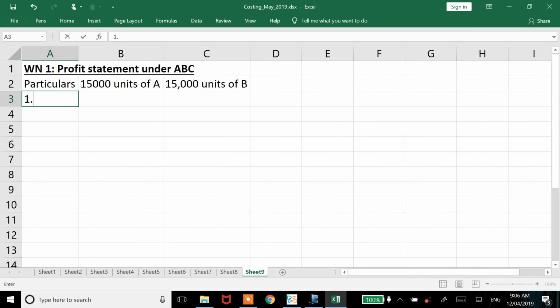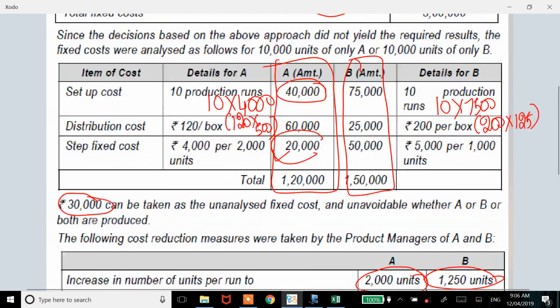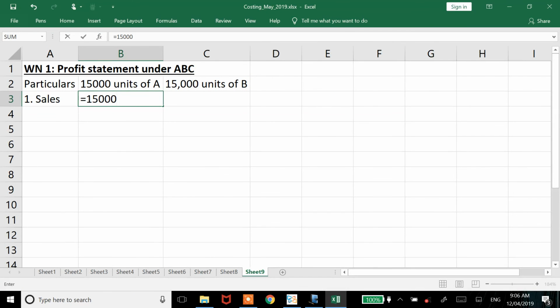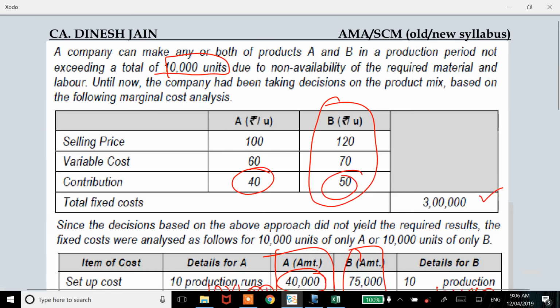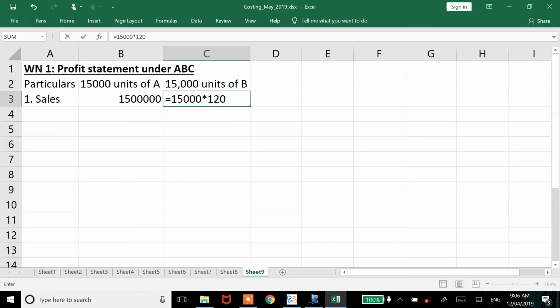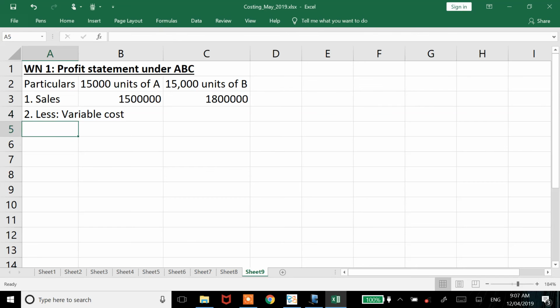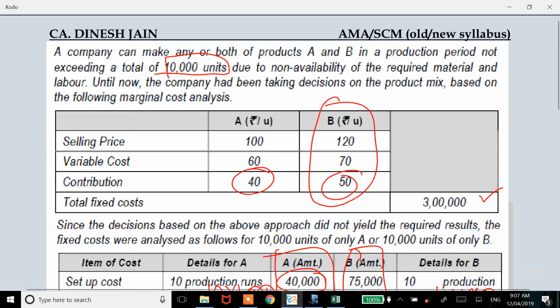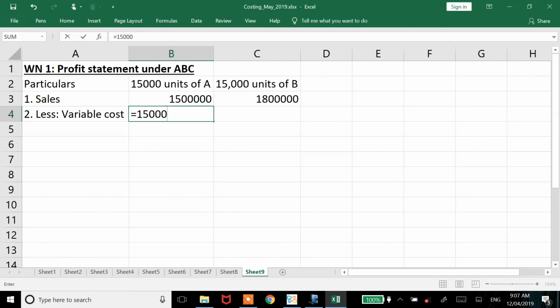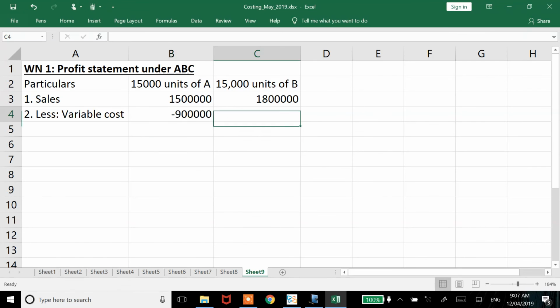Point number 1, sales. What will be the sale value for A? 15,000 into 100. B is 15,000 into 120. Less variable cost: 15,000 into 60 and 15,000 into 70.